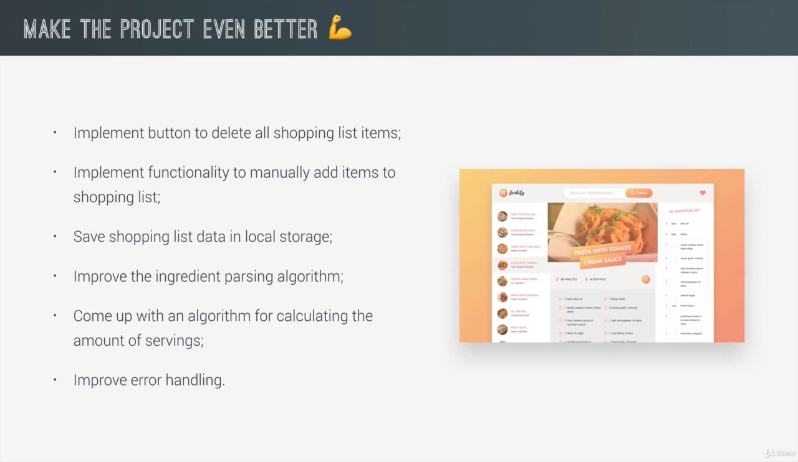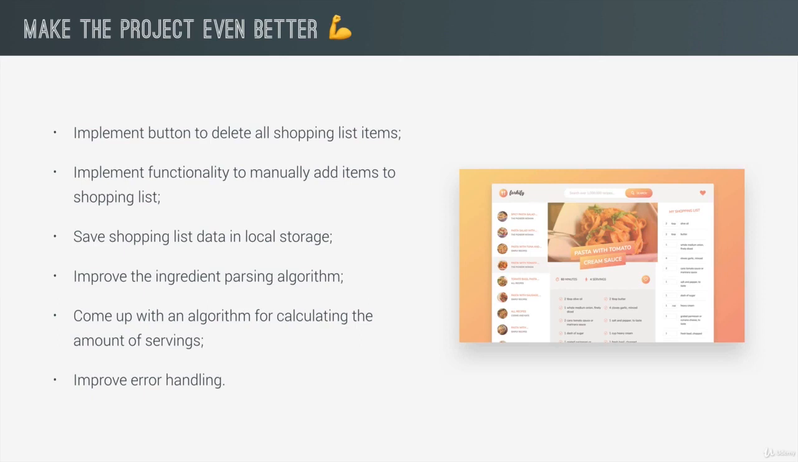Then second, you could also implement a functionality to manually add items to the shopping list. So having an input field with a small button so we can add more stuff to our shopping list besides the ingredients of the recipes. And also you could then store all of this data in local storage like we did with the likes. Okay, so that would make it a bit better again.